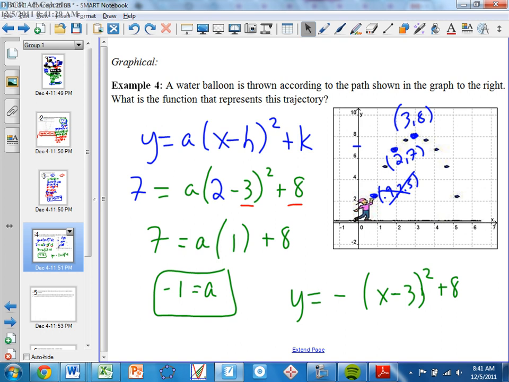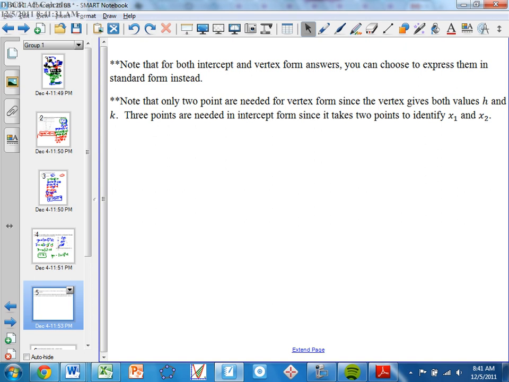But just to conclude, there are 2 things that we should note. Okay, first, both of your answers for intercept form and vertex form can always be expressed in standard form. Remember that. So the answer that we just got, we had negative quantity x minus 3 squared plus 8. If you FOIL that out and combine like terms, you can always express your answer in A, B, and C form, or standard form. Again, if you have vertex form or intercept form, either one of those, you can always express it in standard form.